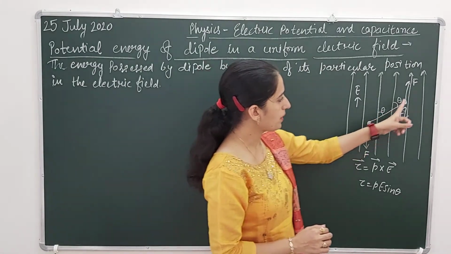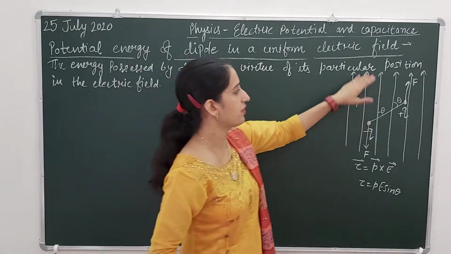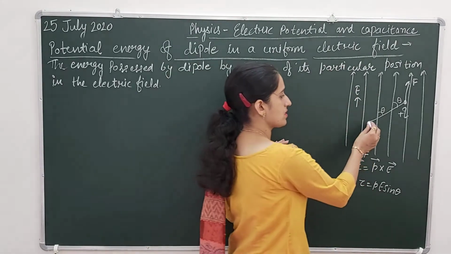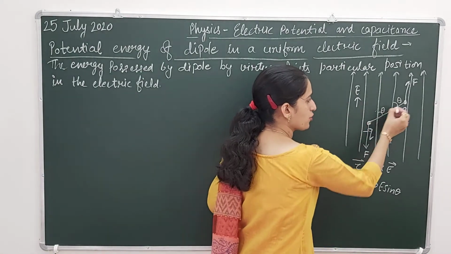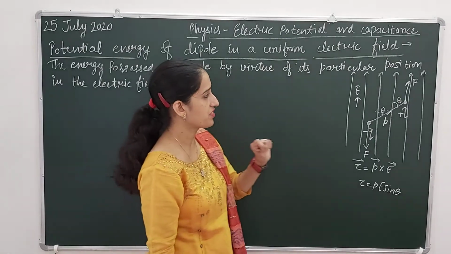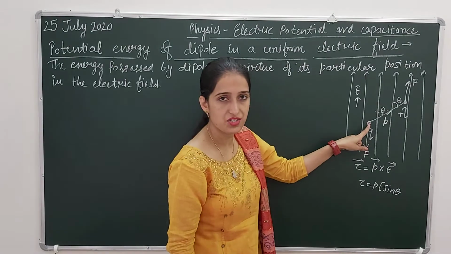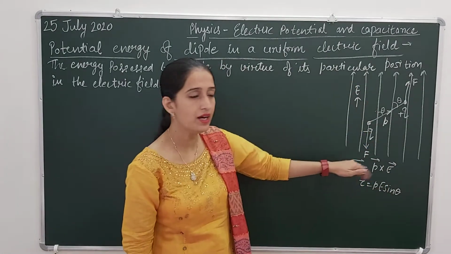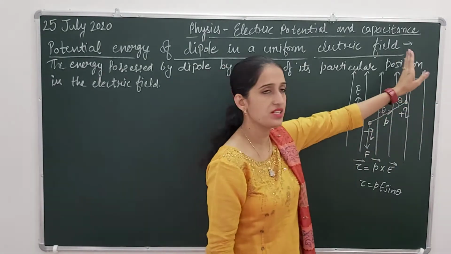So minus q, plus q, this is a dipole which is present in a uniform electric field whose direction is from downward to upward. Suppose this dipole makes an angle theta with the electric field. Negative to positive is the direction of the dipole moment, p vector. It makes angle theta with the field. On this charge the force is F equals minus qE, downward. On this charge F equals plus qE acts.